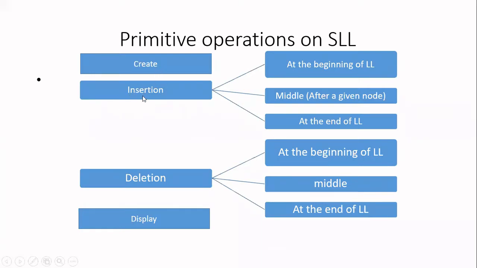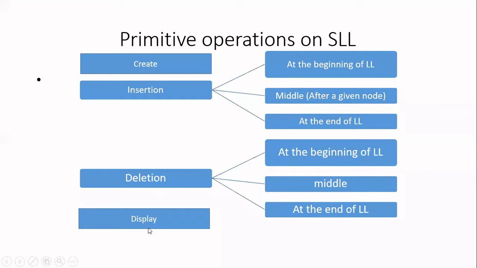And in insert, you can insert in 3 different places in a single linked list. The first place is at the beginning of the linked list, and second one in the middle of the linked list. When you insert in the middle of the linked list, you have to tell where you want to insert. So you will say after some given node. Okay, and last one is at the end of the linked list. Similarly, in delete also, whatever you have inserted, you can delete. So you can delete at the beginning of the linked list, in the middle of the linked list, and at the end of the linked list. All 3 are possible in delete also.